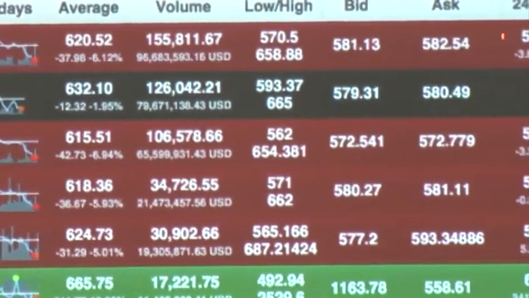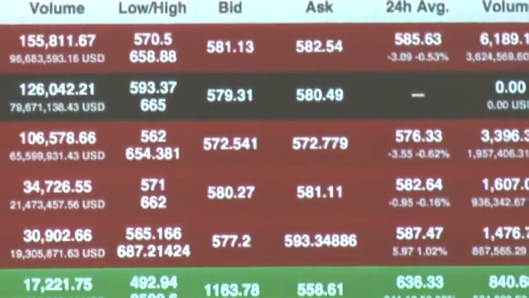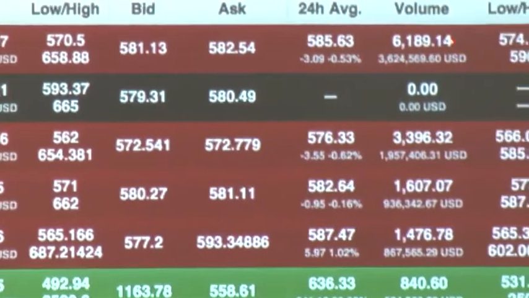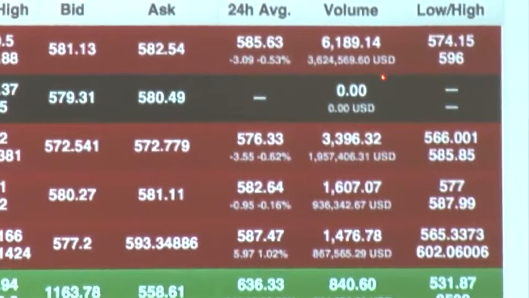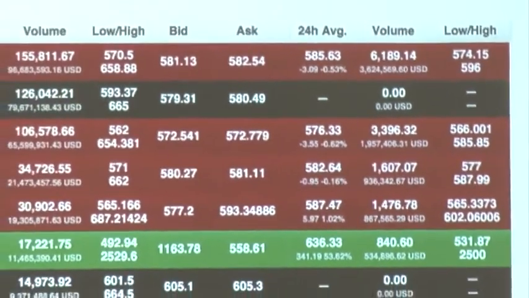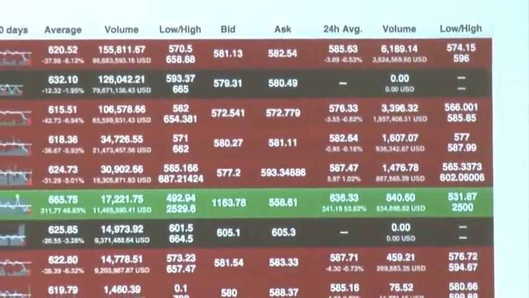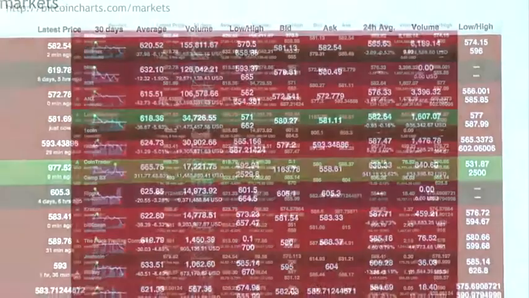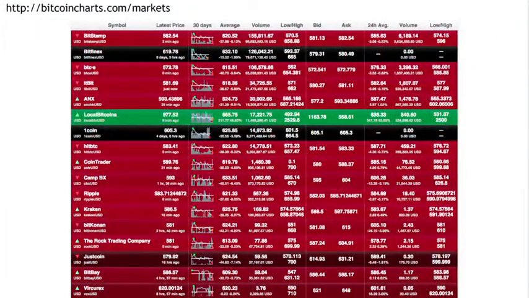You can look, the 24-hour average price was $585. The volume was about 6,100 Bitcoins, or about $3.6 million over the previous 24 hours. So you can see there's a lot of trading here. And if you go to this site live, you can see the prices move in real time as trades get made. So this is an active market, it's a liquid market, and there are plenty of places you can go to buy or sell Bitcoins.